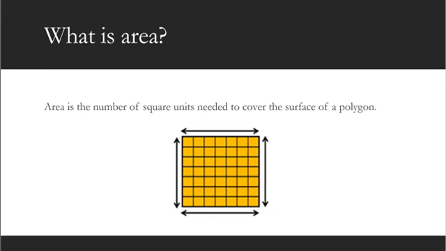What is area? Area is the number of square units needed to cover the surface of a polygon. In other words, it's the inside area surface. Perimeter, as we've learned, is measuring around a polygon, around the outside. The area is the measurement of the square units inside.